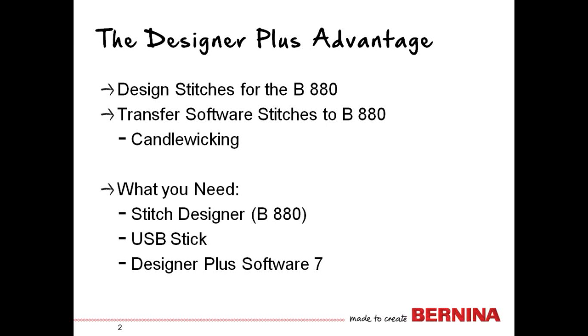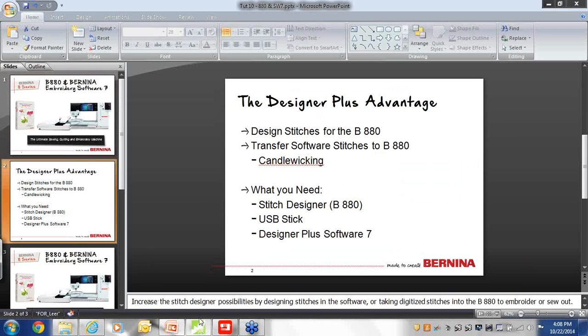And the same way that I designed this stitch is also going to be the same process for how you might want to bring a candle wicking stitch over. So we will just be working with just one portion of this, but start thinking about what else you could do. So all you need to do this is to have a Bernina 880, because that's the only machine with the Stitch Designer. You'll need a USB stick, and you're going to need the Designer Plus Software 7. So let's take a look at how this works.